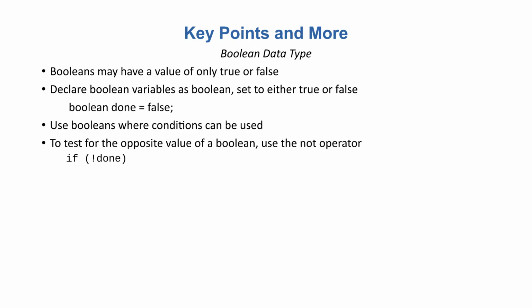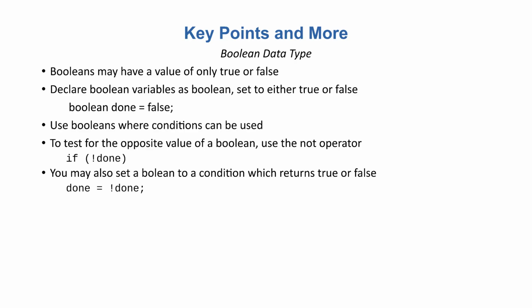To test for the opposite value of a Boolean, use the not operator. For example, if not done. You may also assign a value to a Boolean variable by setting it to a condition which returns true or false. For example, done equals not done. In this case, done is set to its opposite value. Or, done equals i is equal to 10. Remember, a single equal sign is the assignment operator, and a double equal sign is a comparison operator. In this case, if i is equal to 10, done is set to true. Otherwise, it is set to false.